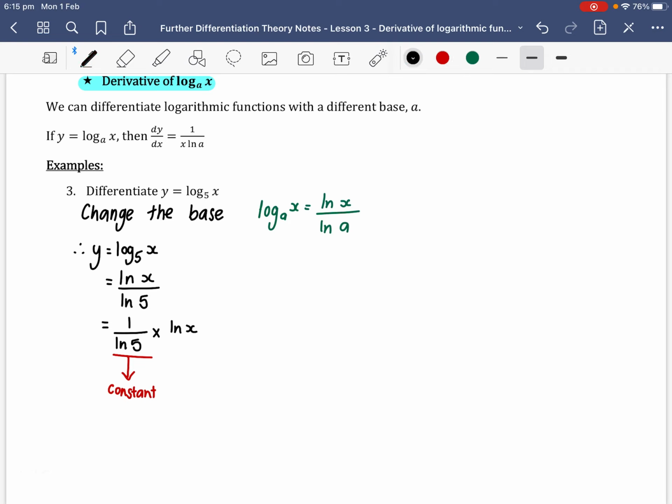So then what we're going to do is differentiate. So y dash, the constant stays the same, so it will stay as 1 over ln 5 because it's multiplied to our ln x. And so all we do is we derive our ln x. So the derivative of ln x, you should know by now, is 1 over x. And so when we multiply these together, we have a numerator of 1 and a denominator of x ln 5, which proves how we differentiate when we don't have a normal base.